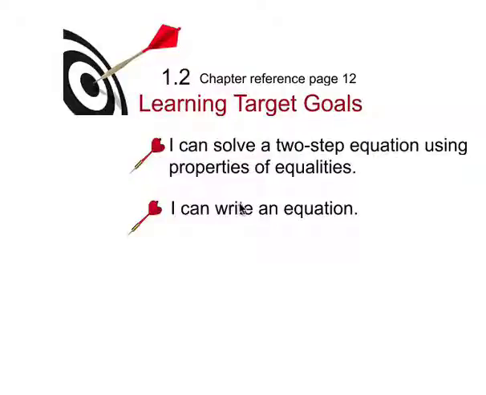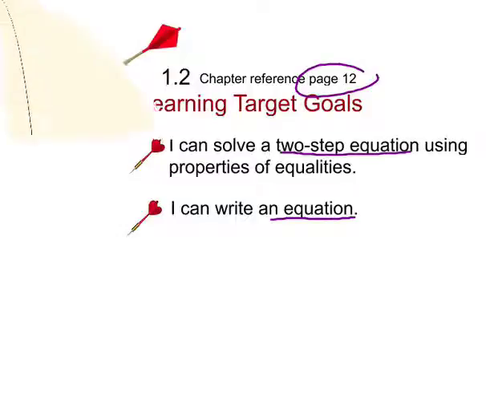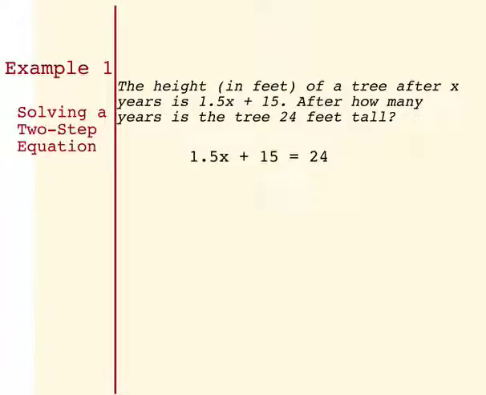Chapter 1, Lesson 2, the chapter reference is page 12. That's the starting page. There are two learning target goals: solving a two-step equation versus a simple one-step equation like 1.1 was. And then the second learning target goal, I can write an equation. This is nice because I'm jumping right into example 1, solving a two-step equation.